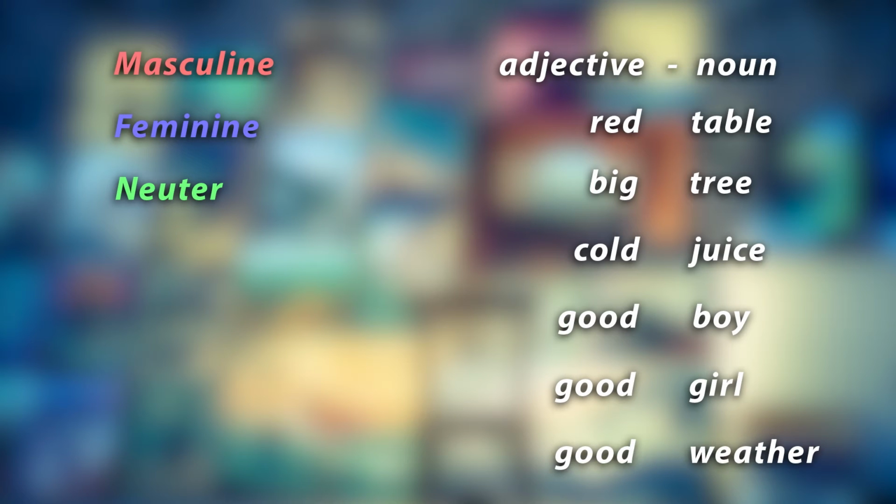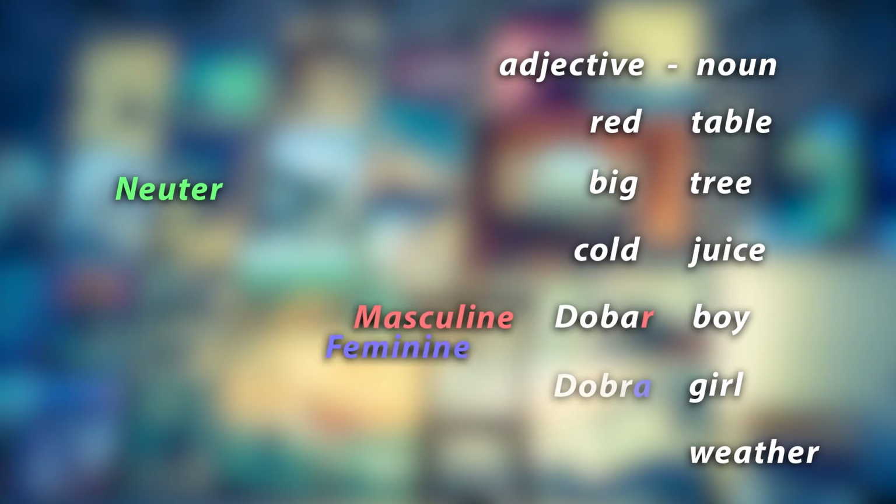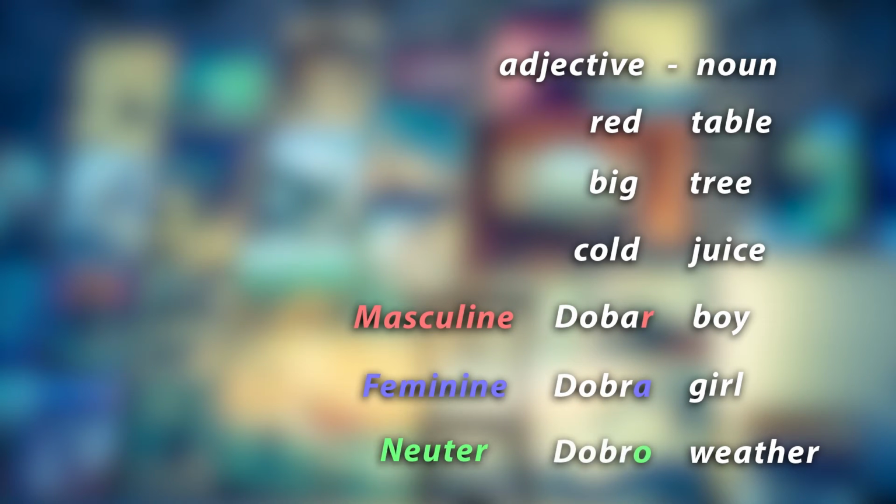Good weather. Now notice that the adjective good stays the same. Good, good, good in the English language. In the Croatian language, boy is a masculine noun, girl is a feminine noun, and weather is a neuter noun. So according to the noun's gender, the adjective good will change a little bit in the Croatian language.